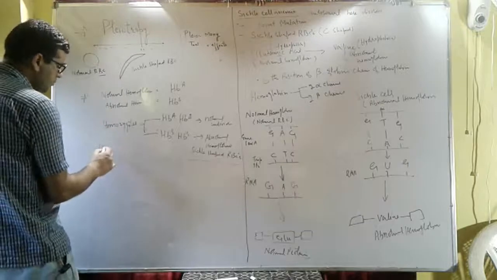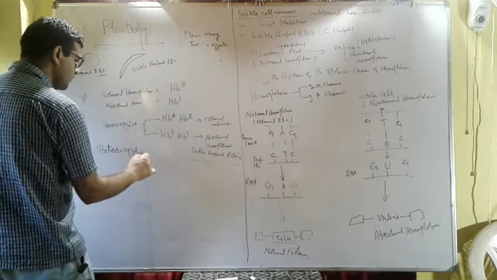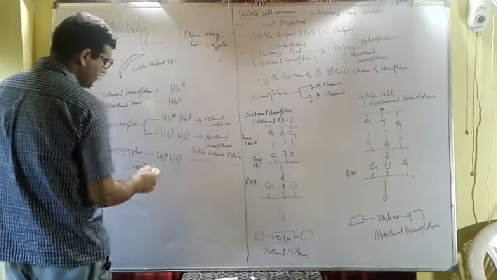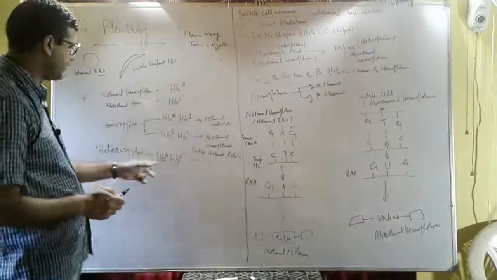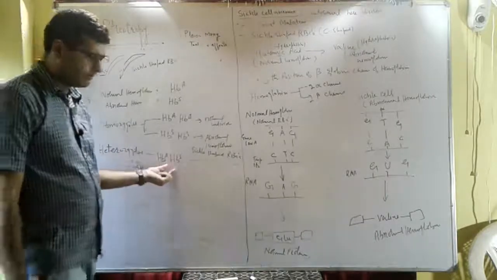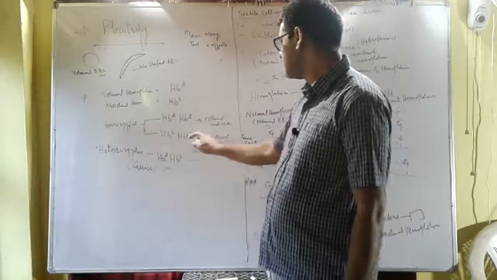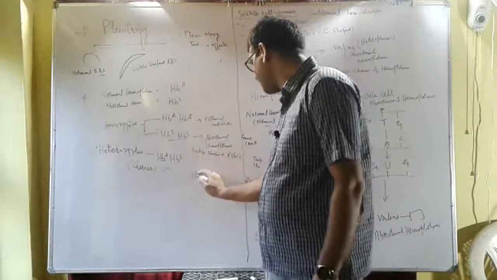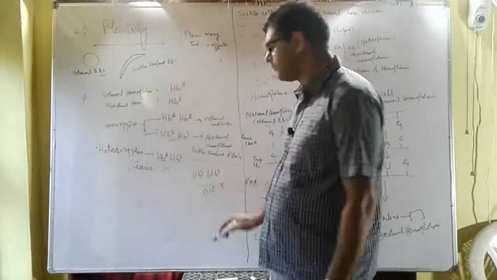Now we have heterozygous individuals, or heterozygotes. We have HbA and HbS. These are simply called carriers of sickle cell anemia. In these carriers, these heterozygotes, the RBCs are normal. They have normal RBCs, whereas these sickle shaped individuals with sickle shaped RBCs die in childhood because of the anemia.